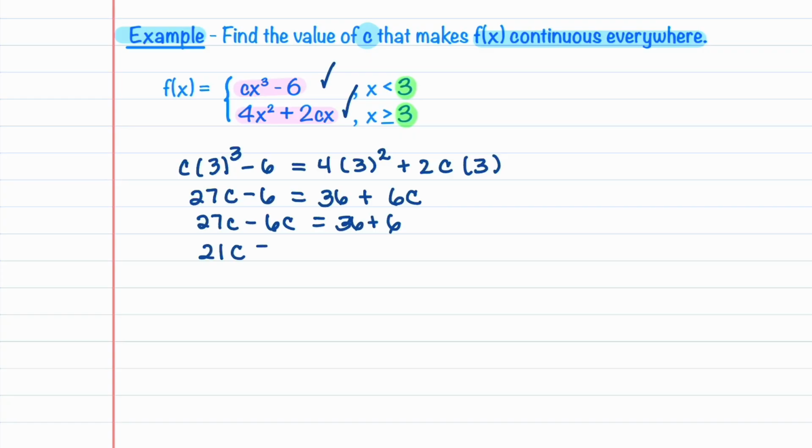So we have 21c is equal to 36 plus 6, which is 42. And that works out real nice. Dividing by 21, we see that c is equal to 2. So we can conclude that our function is going to be continuous even at x is equal to 3 if c is equal to 2.